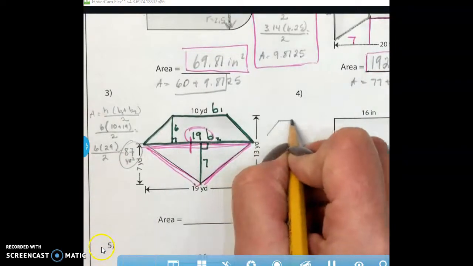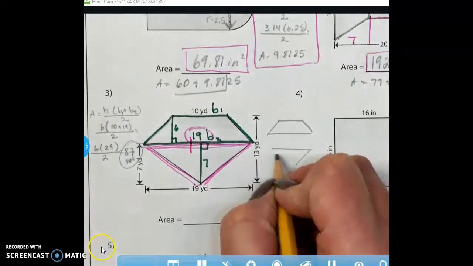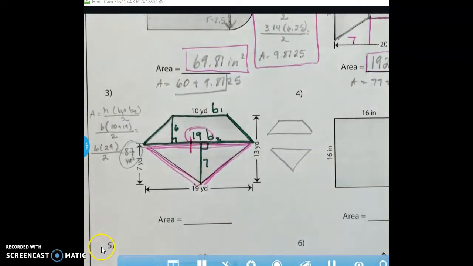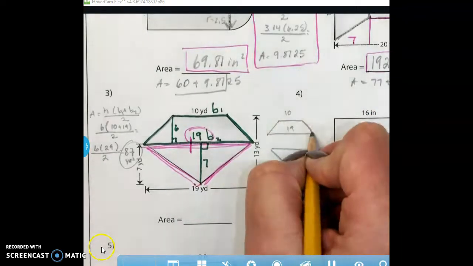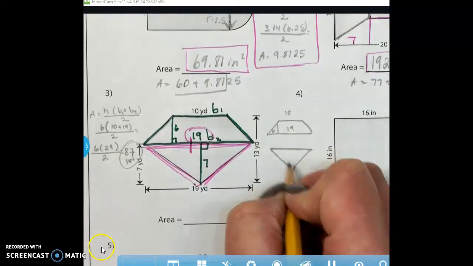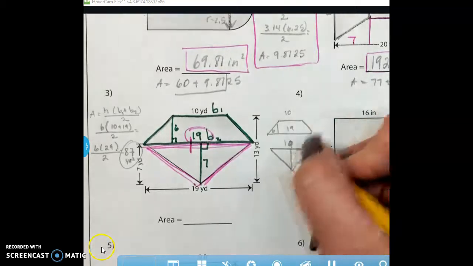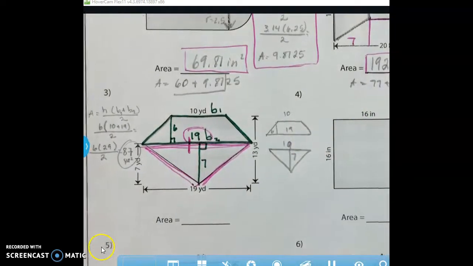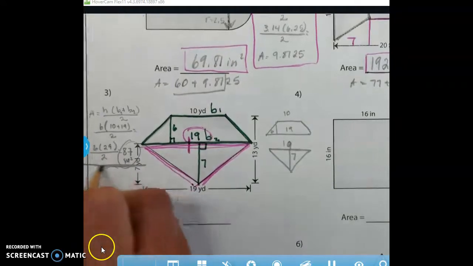So you are always welcome to break up these shapes like so and label them: 10, 19, 6, 19, and 7. Okay, and then have your work a little bit better organized. All right, so that was the first area.